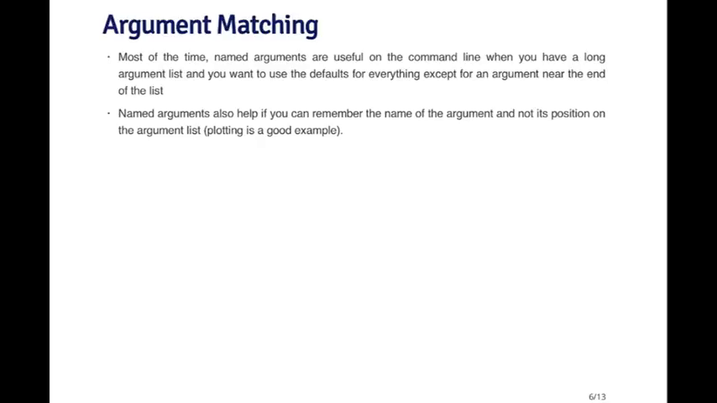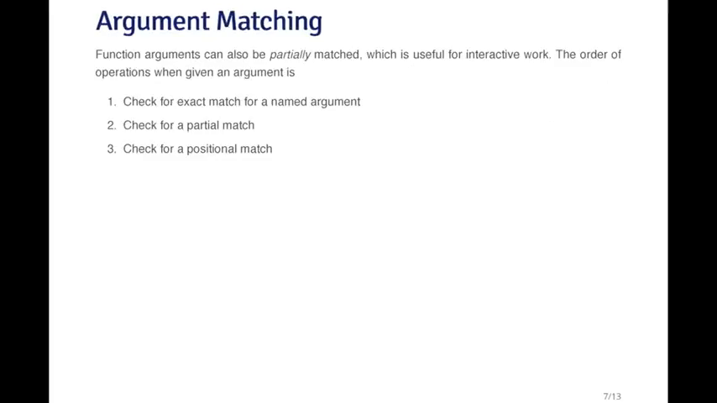Another example where this comes in handy is for plotting, because many of the plot functions have very long argument lists, all of which have default values, and you may only want to tweak one specific argument. And so it's useful not to have to remember what the order of that argument is on the argument list. So function arguments can also be partially matched, which is useful primarily for interactive work, not so much for programming. When you call a function, if the argument has a very long name, you can match it partially. You can type part of that argument name, and as long as there's a unique match there, then the R system will match the argument and assign the value to the correct one.